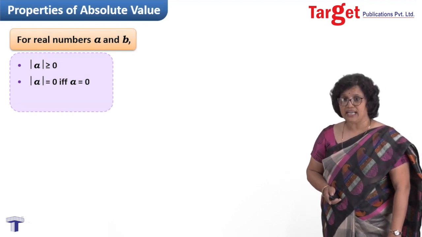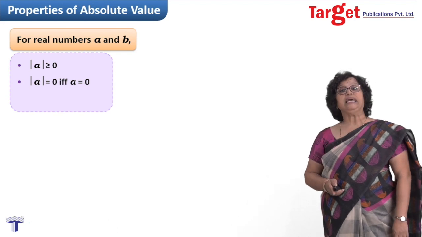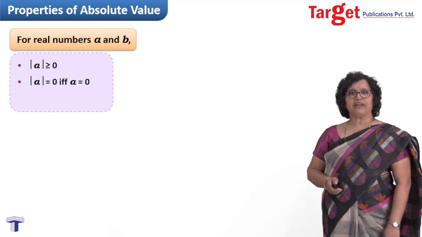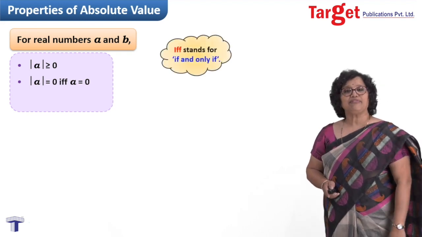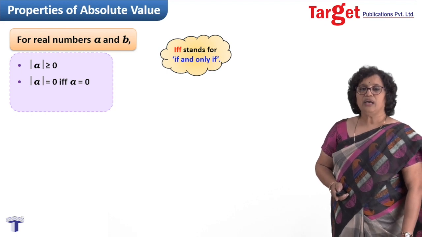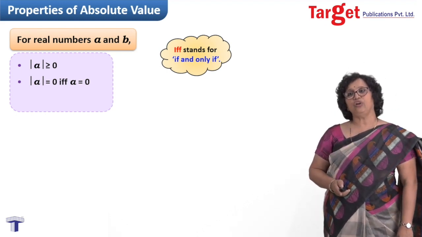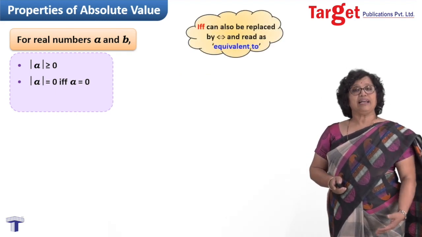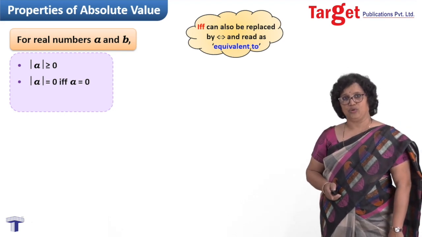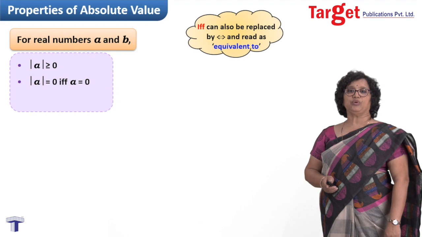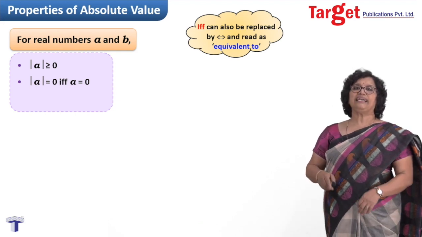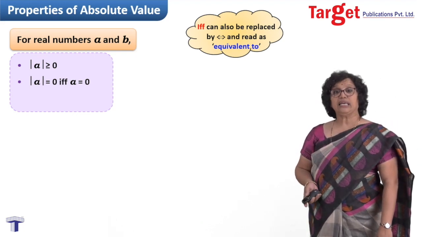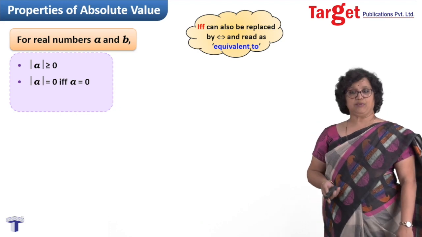You can all see that I have written here IFF for if and only if. So in mathematics we use at times some short symbols instead of writing long or big things. So IFF stands for if and only if. At times instead of IFF we also use a two-sided arrow and it is read as equivalent to. So I would have read it as absolute value of a equal to 0 is equivalent to a equal to 0. What it means? That if I take number 0, its absolute value is 0, or the other way, that if absolute value of a is 0, then that number must be 0.